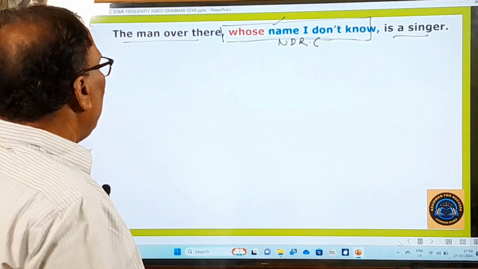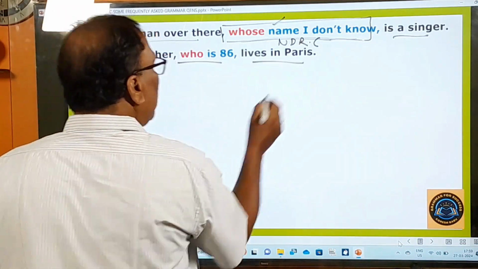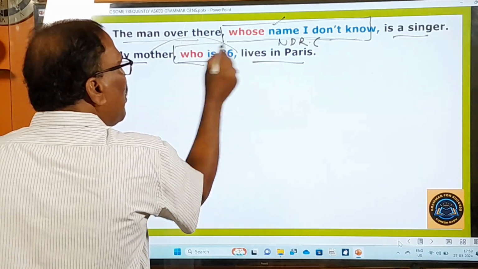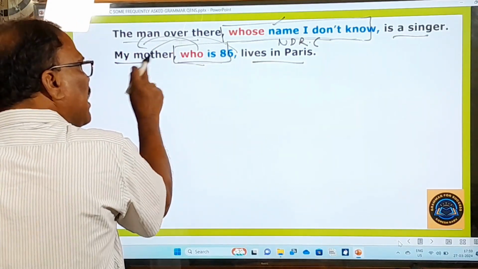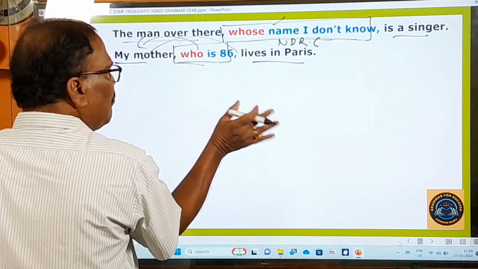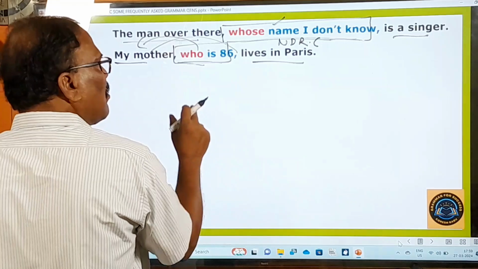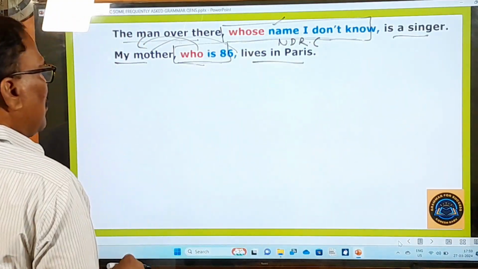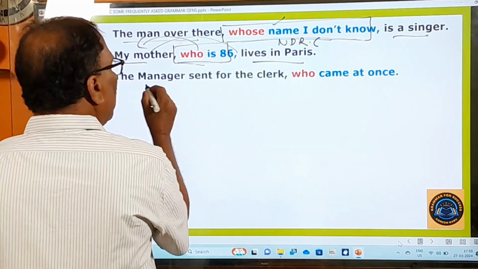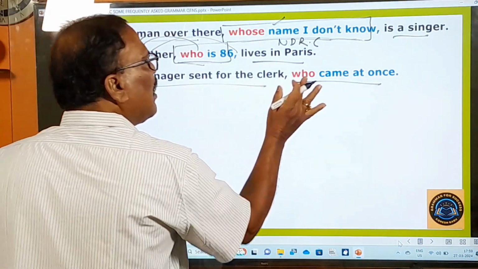That is the point. And here, my mother, who is 86, lives in Paris. You can also directly say, my mother lives in Paris. But you are giving additional information about this mother, the antecedent of this clause, and this clause is separated by commas. So it's a non-defining relative clause. And then, the manager sent for the clerk who came at once. So the manager sent for the clerk.